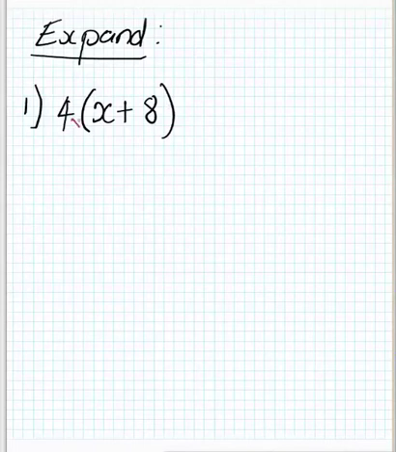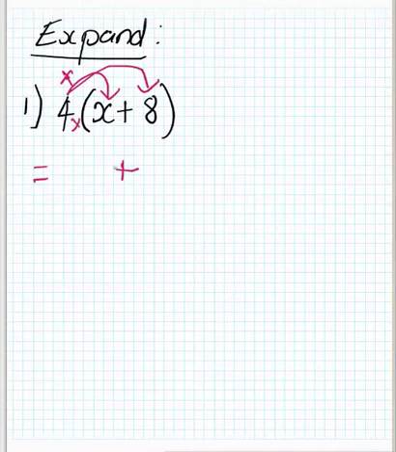And we know there's an invisible times in between the 4 and the bracket. So if it helps, you can use arrows, 4 times x and 4 times 8. And there's a plus in the middle. Now that plus really belongs to the 8, so it's really a positive 8. Or you can just put the plus in the middle and then multiply.